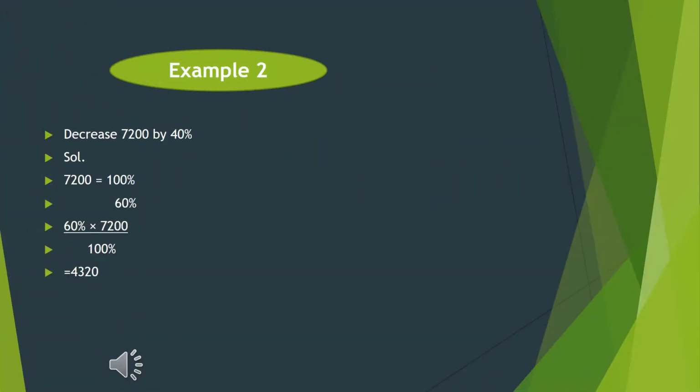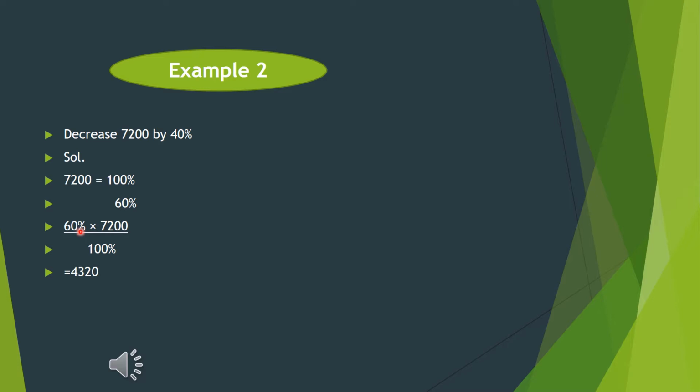Example number 2, decrease 7,200 by 40%. So all of you know that 7,200 is equivalent to 100% because it's the original. What about 60? Why 60? I'm decreasing from the original, which is always 100. So 100 minus 40 is 60. Then I cross check. So 60% times 7,200 over 100%. Those percentages, they'll cancel one another.